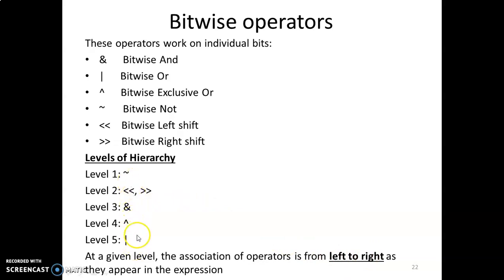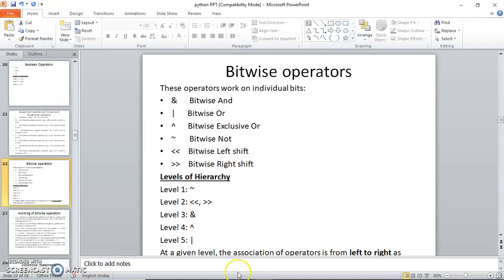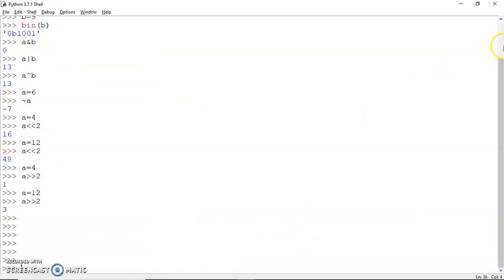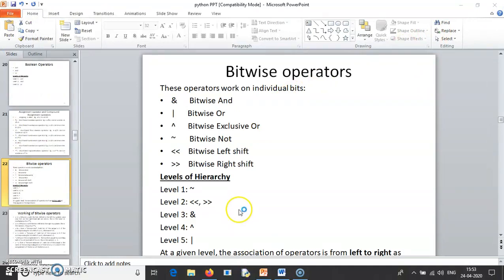So we have got 5 distinct levels of hierarchy here, with bitwise not at the top and bitwise or at the bottom. And these two operators are at the same level, so among them the association is from left to right. Okay, so let me now work out a combined example for these operators. Let me take you to a Python session on a blank screen. Let me start a Python session again. Let's see how these operators work.